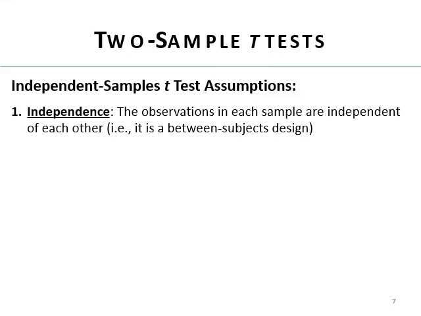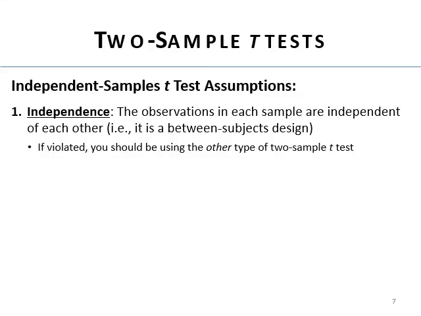So it is a between groups design. That is assumption 1. If you violate that, I mean, really it just means you should have done the other type of two-sample t-test that we're going to talk about in a couple minutes, the paired one, right? Because you've got pairing.